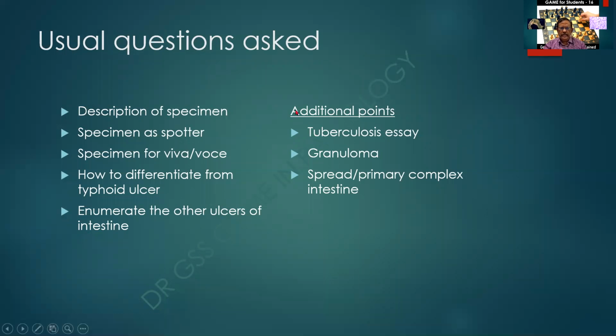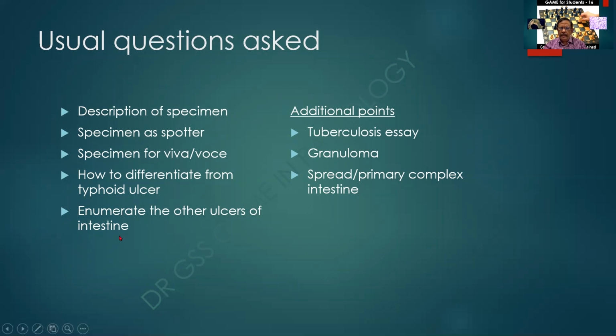What are the usual questions that are asked for the students? Description of the specimen. So it will be kept for about 5 marks or so. Specimen can be kept as a spotter, and the same specimen can be kept for the viva and OC. And when it is kept, different questions can be asked. And what are all the classical differences between the typhoid ulcer and tuberculous ulcer? And enumerate the other ulcerative lesions of the intestine.